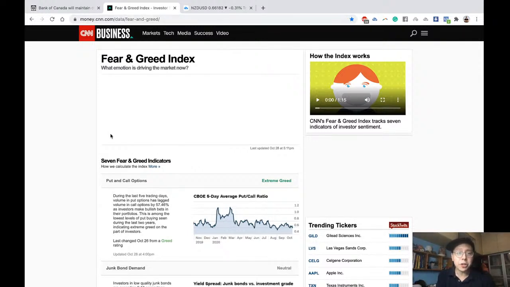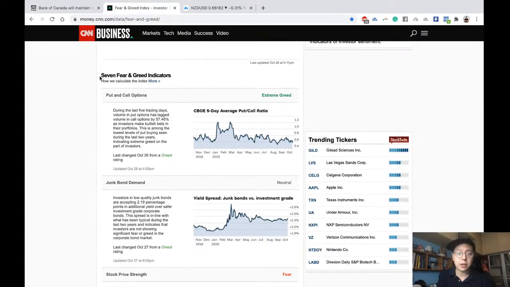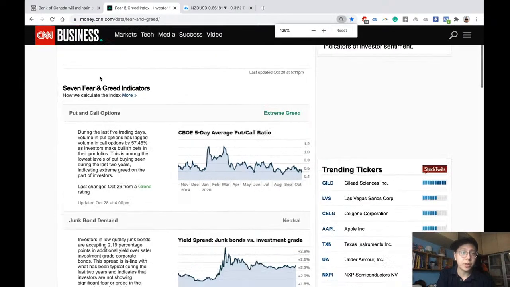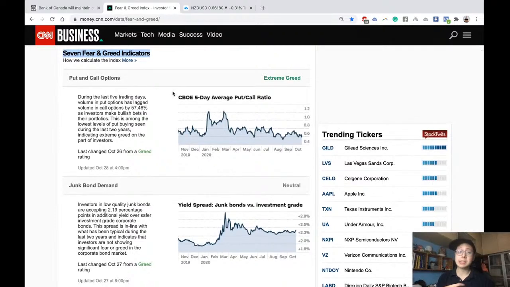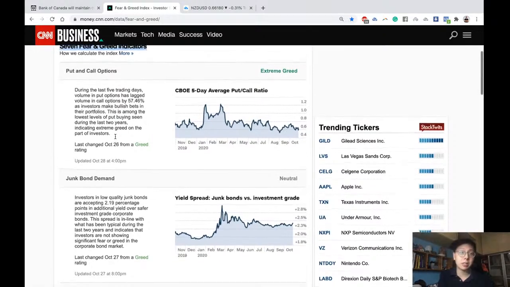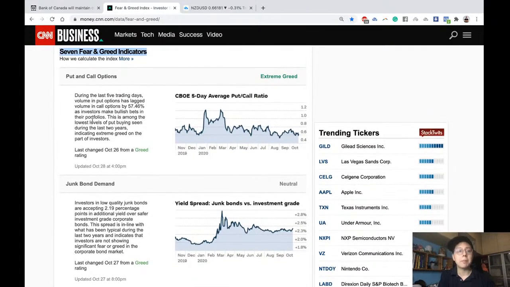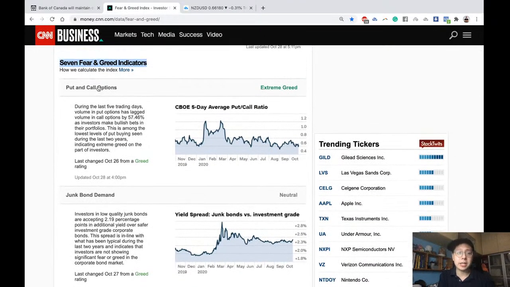As I zoom in a little bit, they have a total of 7 indicators that they use to determine whether right now we are in a risk on or a risk off. If you would like to study more, they also share what these 7 indicators are. But let's take a very quick look. The first indicator says extreme greed, which means very greedy, bullish, risk on.